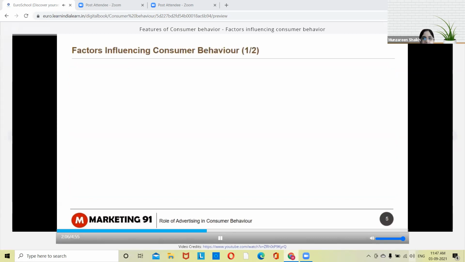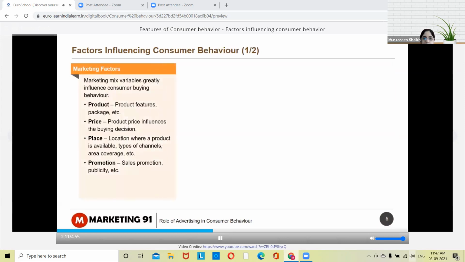Now let's move on to the factors influencing consumer behavior. The first is marketing factors. The 4 marketing mix variables, namely product, price, place, and promotion, greatly influence consumer buying behavior. Product includes product features, package, etc. The price influences the buying decision. Place includes the location where a product is available, types of channels and area of coverage. And promotion includes sales promotion, publicity, etc.